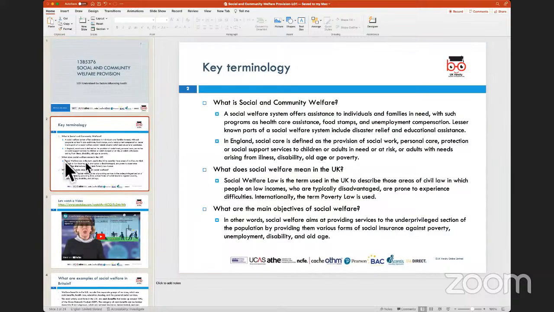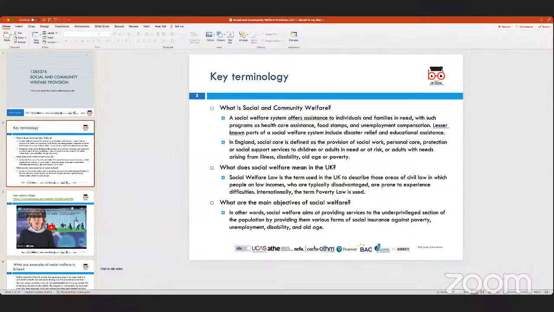Now, let's look at this from a key terminology point of view. These are key terms that we're going to use time and again when studying this unit. So what is social provision? What is community provision? Those are the things we have to look at in terms of health and social care.